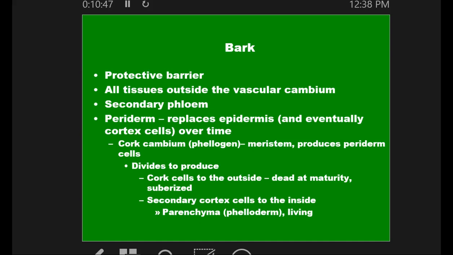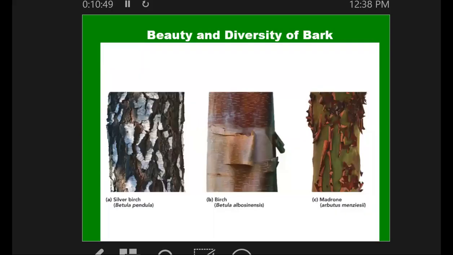And bark can be incredibly diverse and sometimes really hard, like with a naked eye. Sometimes you'll see lenticels. It can be very smooth, it can be very rough, it can be peeling away. And so there's huge diversity in bark overall. And I think just from you living your lives, you've noticed that over time.